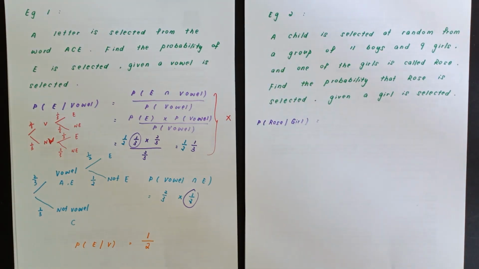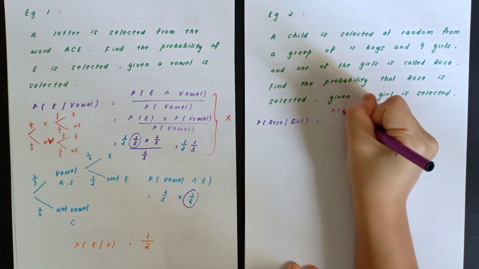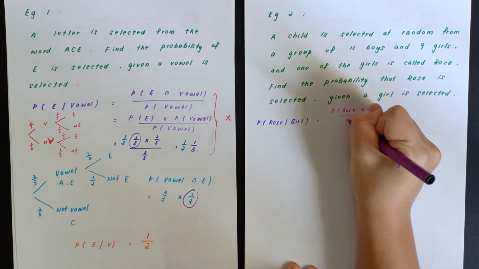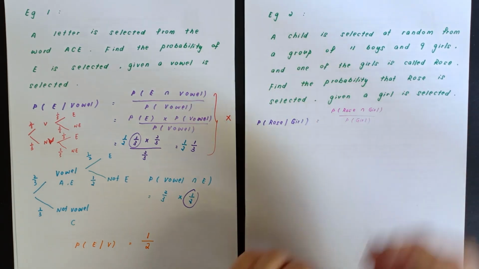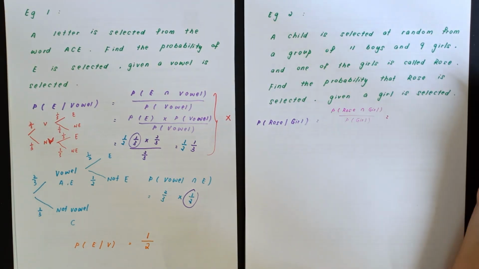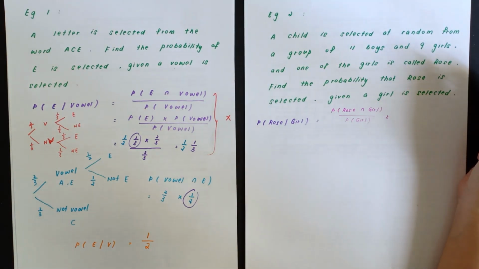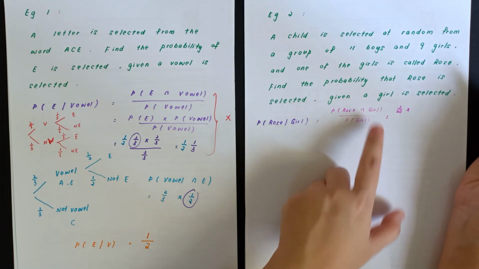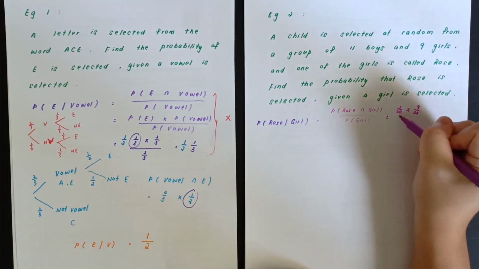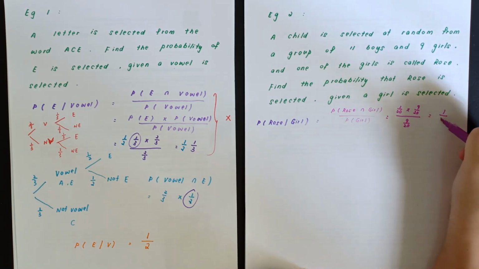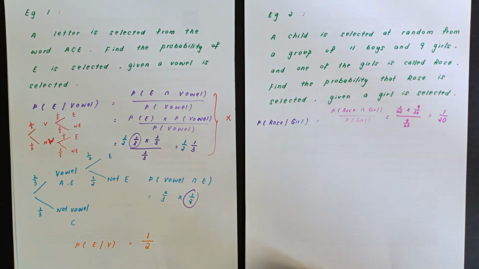Then you will continue with the probability of Rose intersect with girl, divided by the probability of girl. Then you do your multiplication. For you to get Rose, you only have 1 girl whose name is Rose, so it will be 1 over 20 people. Then you times with the probability of girl, which is 9 over 20. Then you divide by the probability of girl, which is 9 over 20, which gives you an answer of 1 over 20, which is wrong. So why is that wrong?